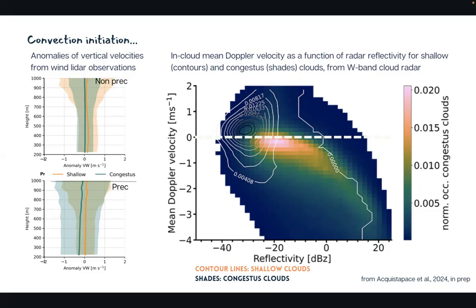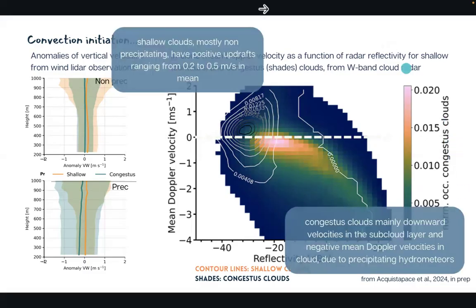So what can we say here about what we are seeing? First of all, if we start from the shallow clouds, we saw that most of them are non-precipitating. In the subcloud layer, they have tiny positive updrafts ranging from 0.2 to 0.5 meters per second in mean. And this is also visible in the cloud.